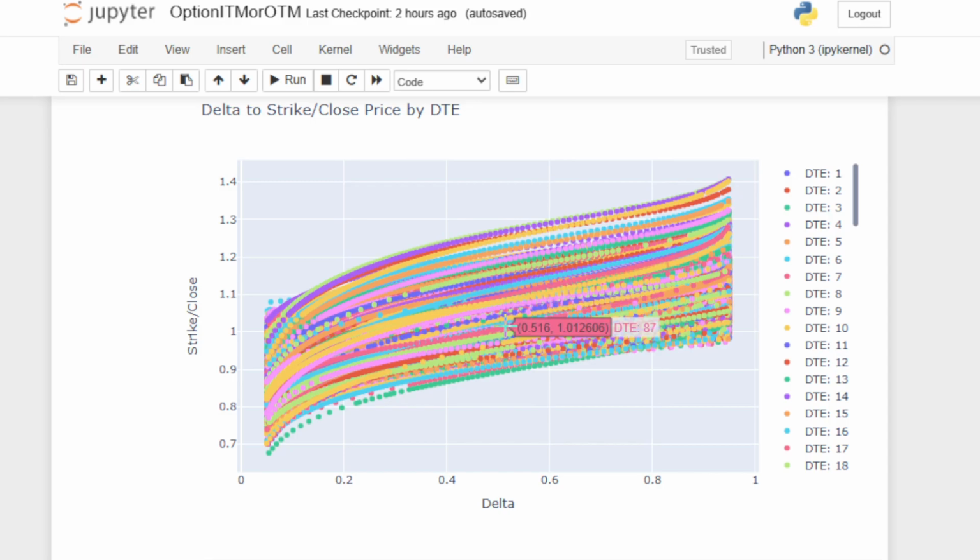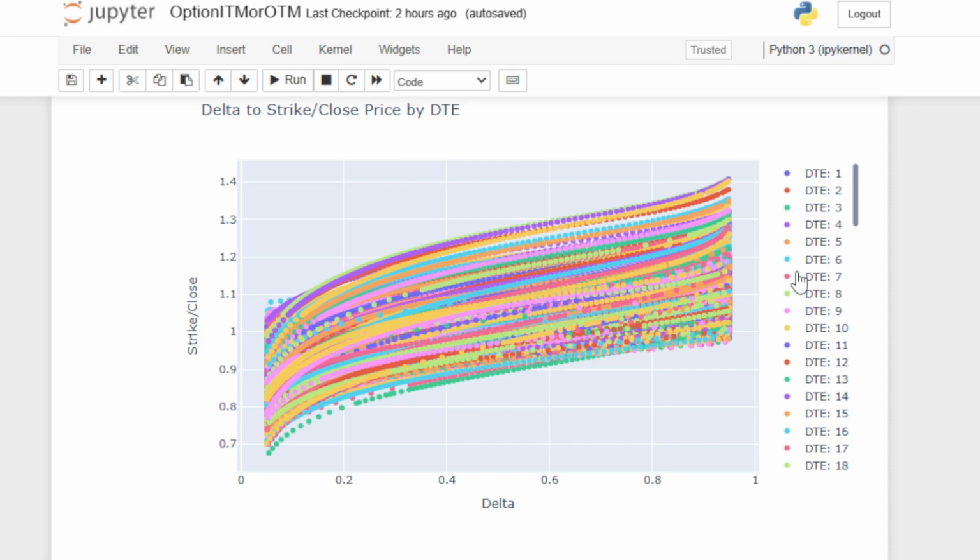So same thing, except I divided the strike by the close instead of close by the strike, because in the money versus out of the money is different for puts versus calls. The other thing here is the delta is negative for puts, positive for calls. So I just multiplied it by -1, so that way the charts would look the same. So you can kind of see that there.